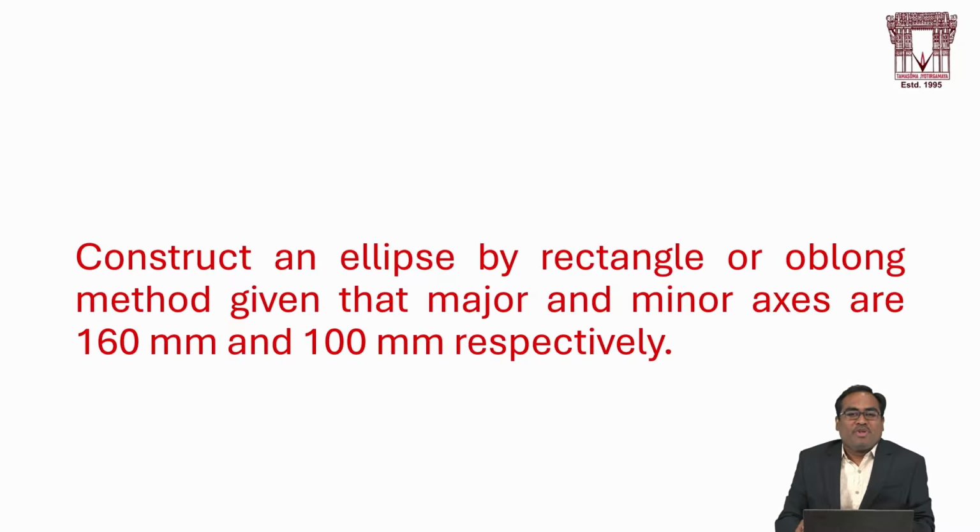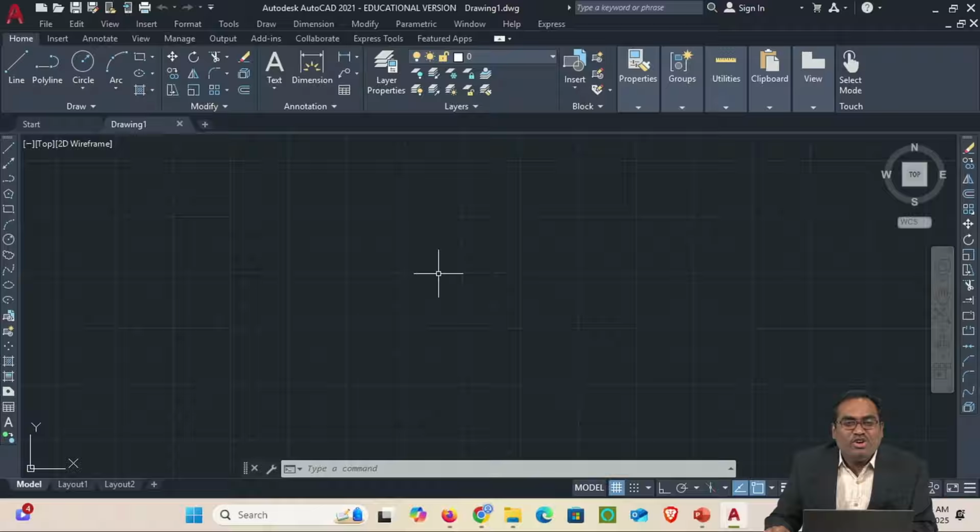This is the problem: construct an ellipse by rectangle or oblong method, given that major and minor axes are 160 mm and 100 mm respectively. So now I will go to the AutoCAD window. Yes, this is the AutoCAD window.